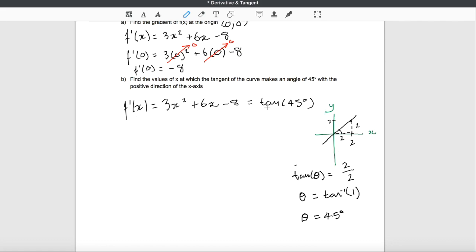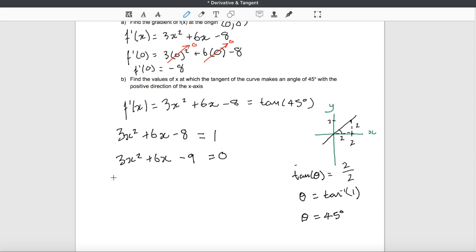So bringing it back to the question here, what we can see is that 3x squared plus 6x minus 8 must equal 1 because the gradient must equal tan of 45 degrees, and tan of 45 degrees is 1. So if we solve this using a quadratic, 3x squared plus 6x minus 8 minus 1 would be minus 9 equals 0.